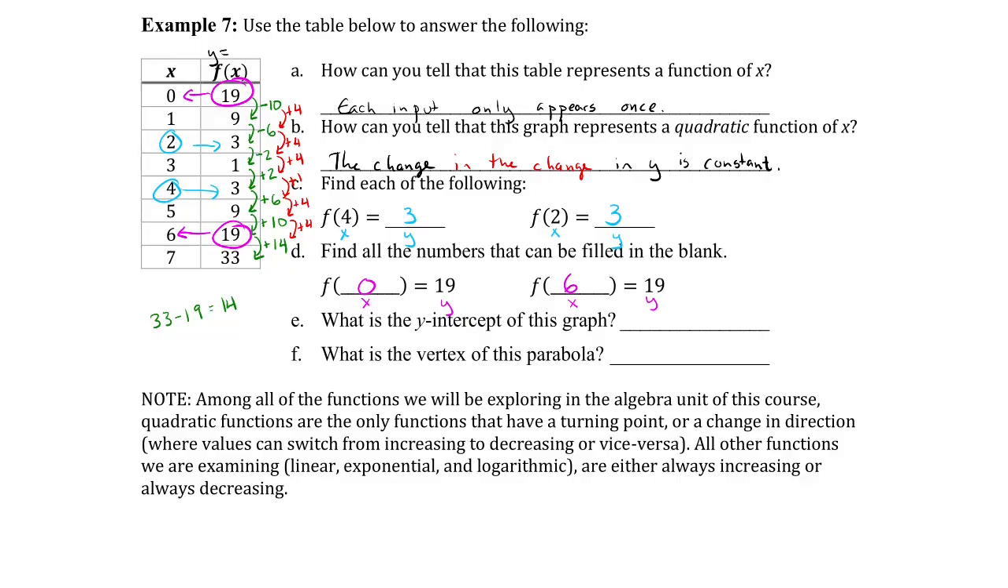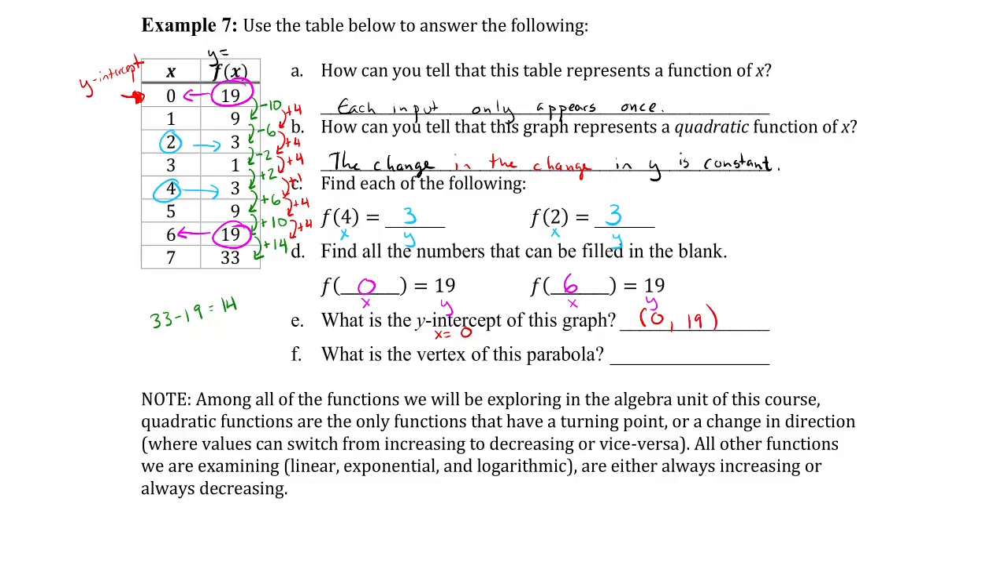We can talk about the y-intercept of this function, even though we can't see the graph. Remember, the y-intercept is where x is 0. We have a row here where x is 0. And so this row gives us the y-intercept. We see that the y-intercept for this function is 0, 19.